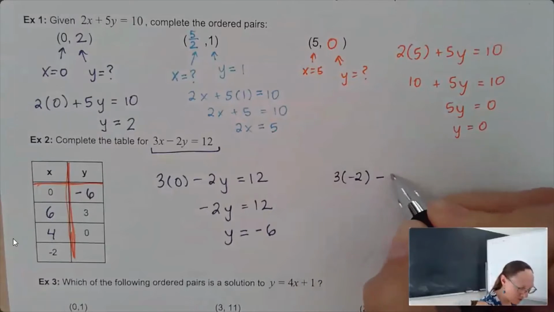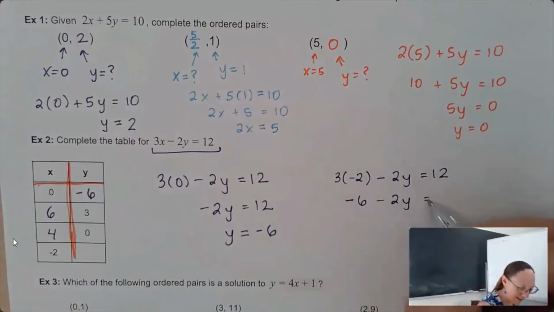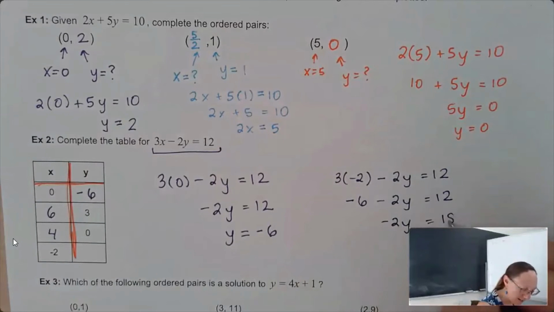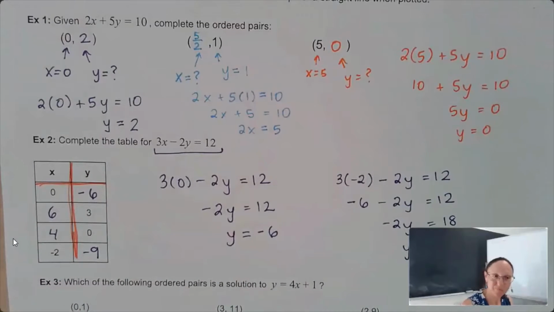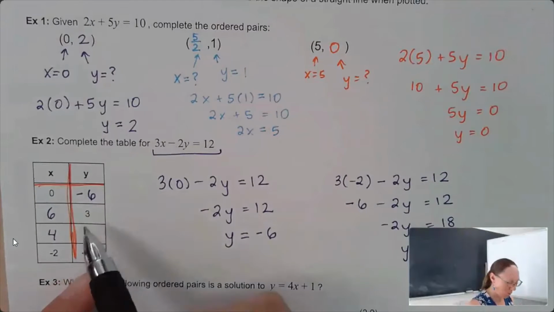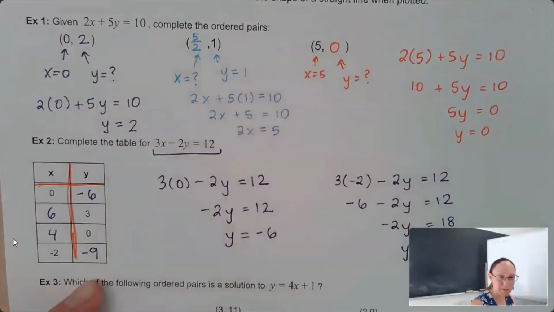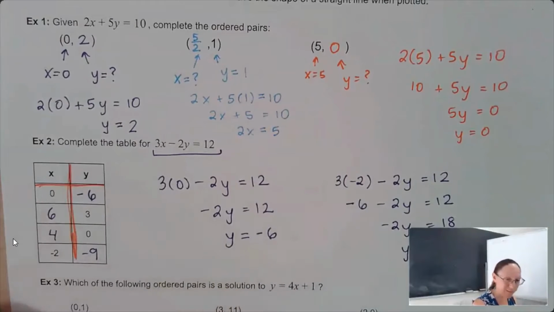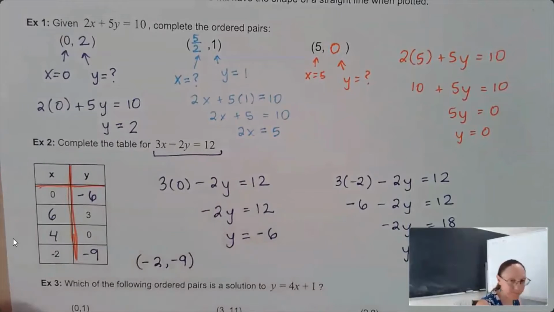3 times negative 2 minus 2Y is equal to 12. So negative 6 minus 2Y is equal to 12. If I add 6 to both sides, I'll have negative 2Y is equal to 18, and Y is going to be negative 9, which seems to be what folks are putting in the chat. Awesome. Now, organizing our thoughts in the table, we could also think of each of these answers as an ordered pair, the way that we did on the previous problem. So that bottom line where we got X equals negative 2, Y equals negative 9, we can also write as the ordered pair negative 2, negative 9.